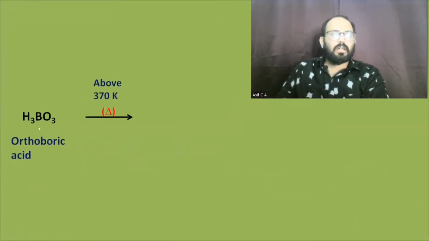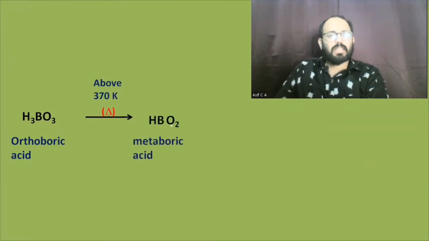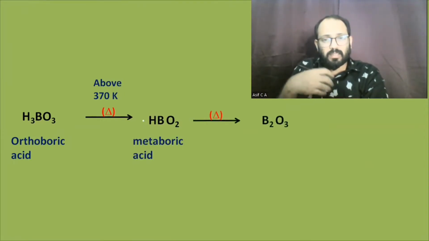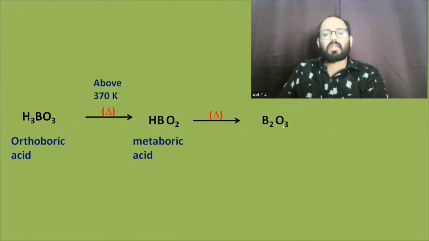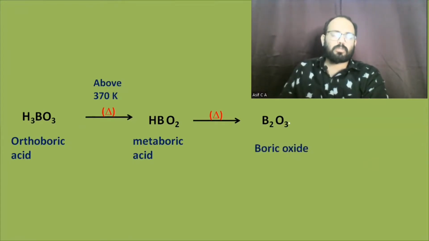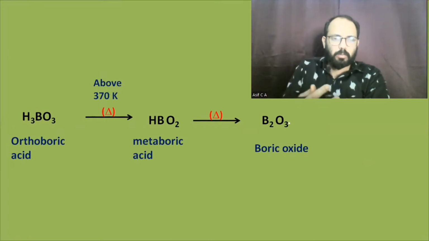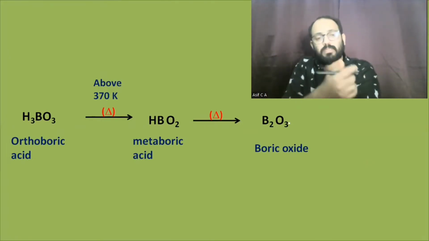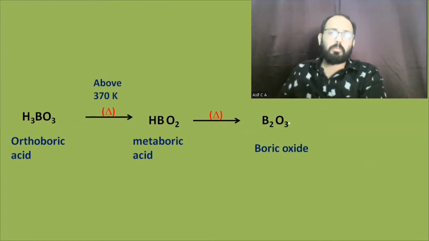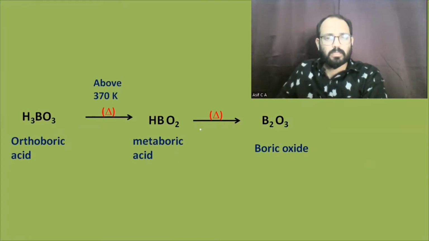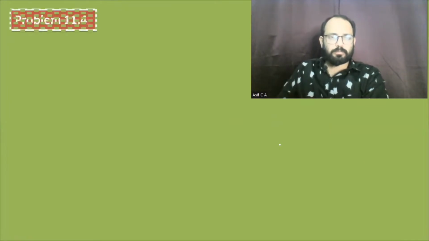Orthoboric acid, if you heat it above 370 Kelvin, is converted into metaboric acid. Metaboric acid, if I heat it again, will be converted into boric oxide. This is also an important thing you should note. When you heat H3BO3 above 370 Kelvin, it becomes metaboric acid. When you heat it again, it will become boric oxide.